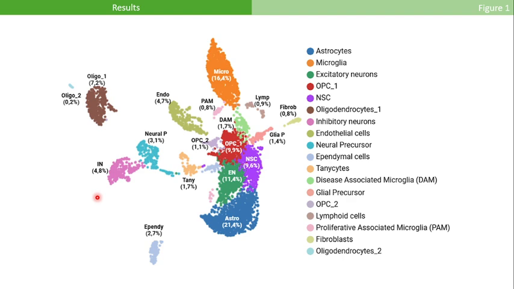In Figure 1, we show the clustering of different cell types in the hypothalamus of 3xTG AD and control mice. We observe that astrocytes and microglia are the most abundant cell types. Within microglia, we identified 2 subpopulations, disease-associated microglia, or DAM, and proliferative-associated microglia, or PAM.